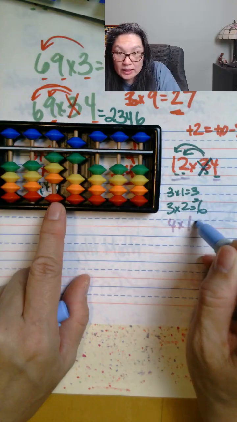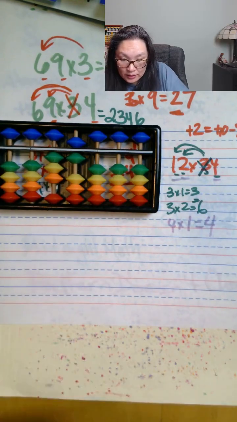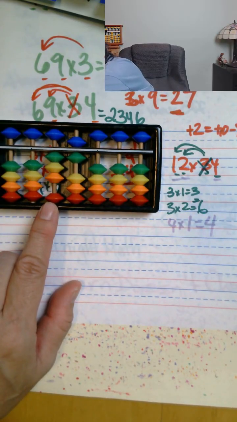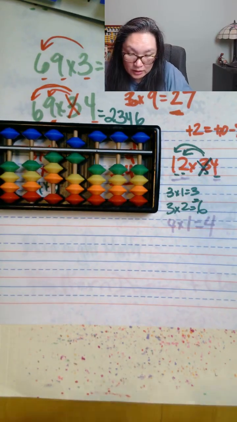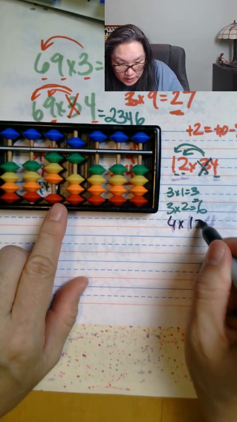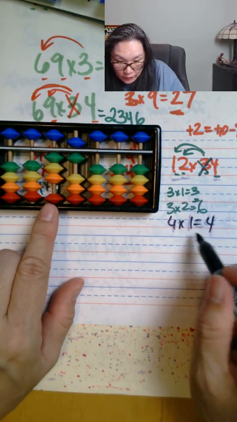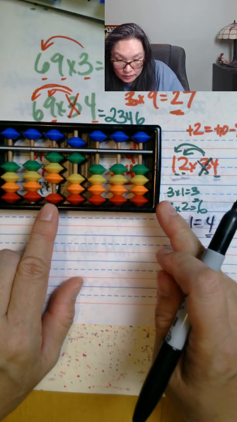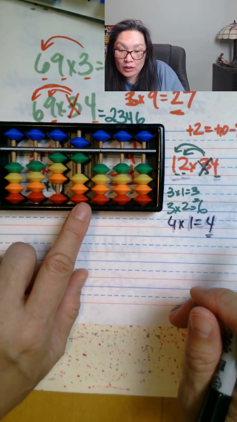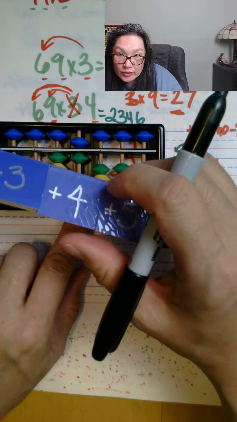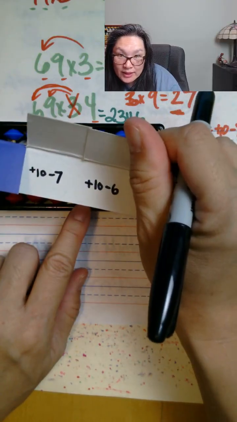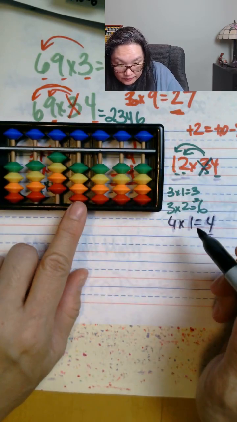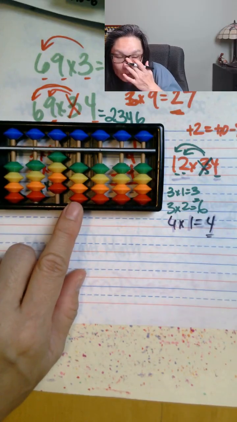4 times 1 is equal to 4. That's not a good color. We'll do black. 4 times 1 is equal to 4. 4 is a single digit. I go back one column. And I add 4. There's not enough beads to add 4. What do I do? Plus the 4 is equal to plus the 10 minus 6. So I plus the 10 and I take away the 6. I stay here. I don't go anywhere.